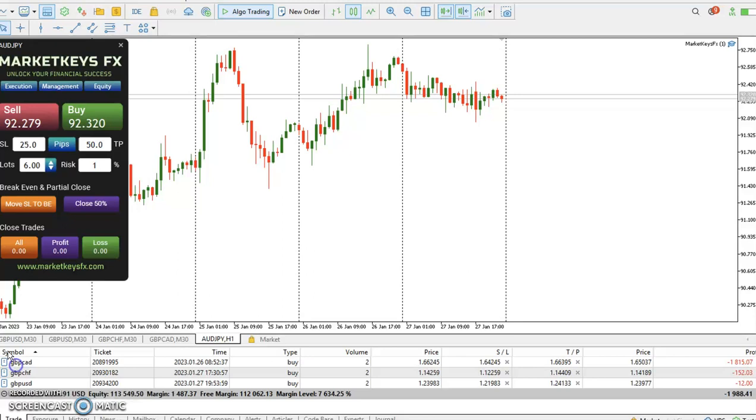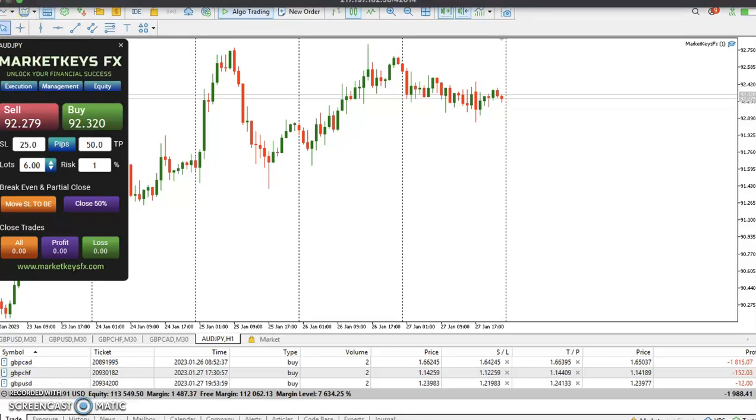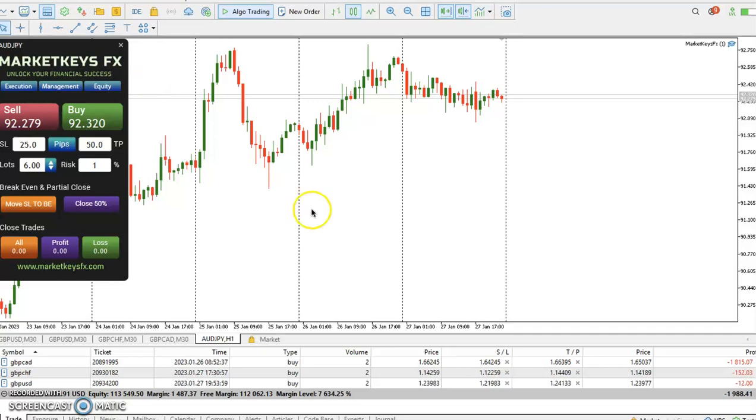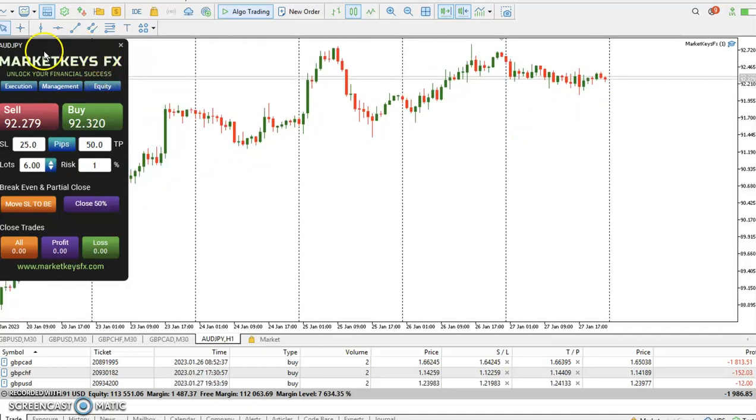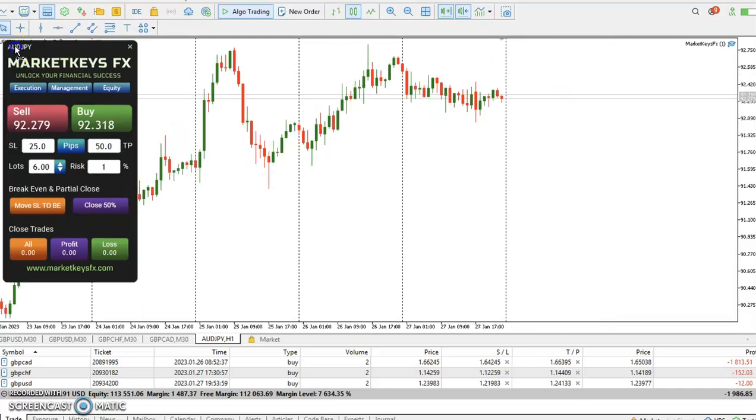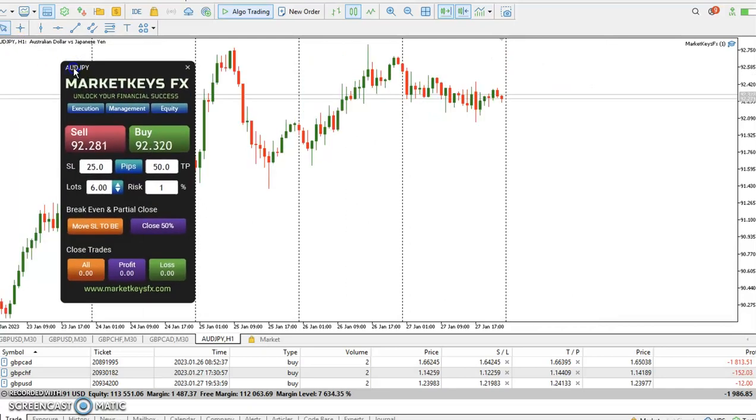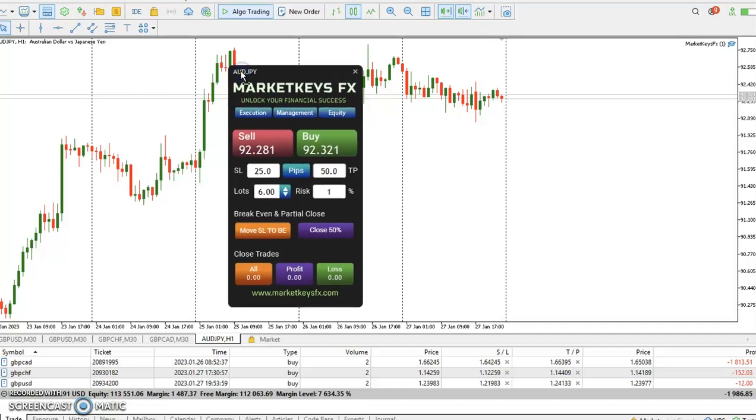Hey guys, in today's video, we'll just be looking at our trade manager or trade assistant that we have developed here at uGenesys. We call this trade assistant Market Keys because we believe that it's the keys to the financial market. All right. So it's very simple.